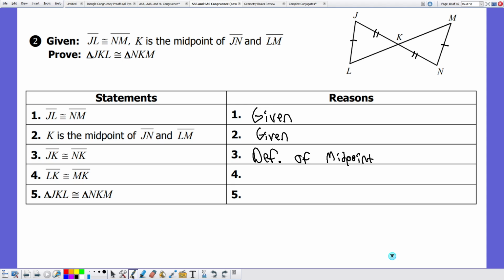So our fourth statement says LK is congruent to MK. So LK and MK are the same. How do I know that? Again, that's a consequence from the fact that K is the midpoint of LM. So my fourth reason is also definition of midpoint.